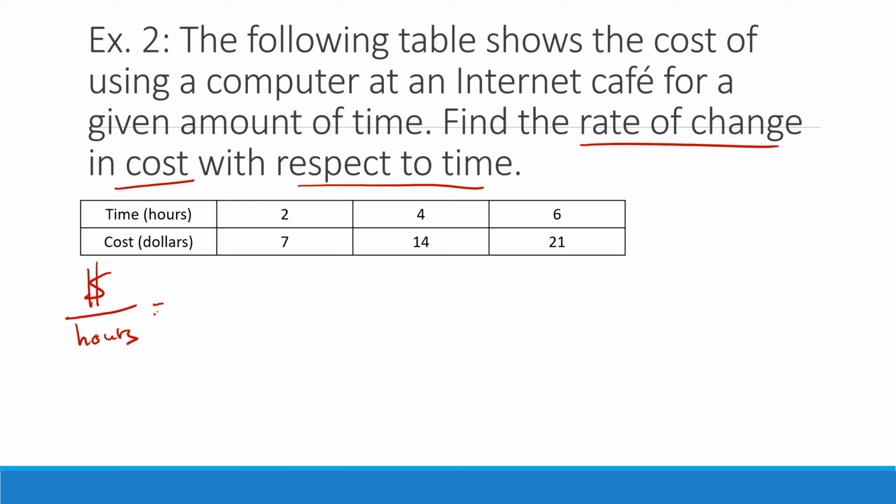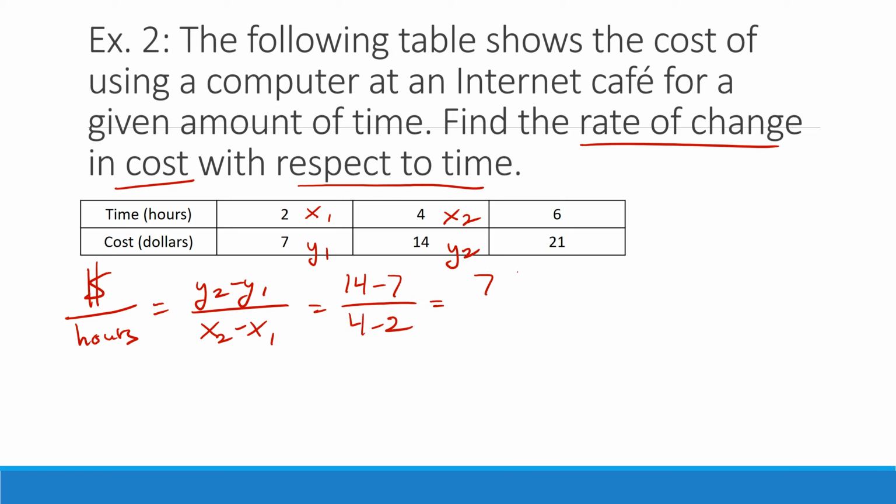Let's set up y2 minus y1 over x2 minus x1. I know because cost is on top of the fraction that cost is my y. So let's say this is y2, x2, because on the bottom are hours, and this is going to be y1, x1. So hours is my x here, cost is my dollars. How did I know? Because I know what the final units should look like right at the beginning. So y2 minus y1, I have 14 minus 7 over 4 minus 2.